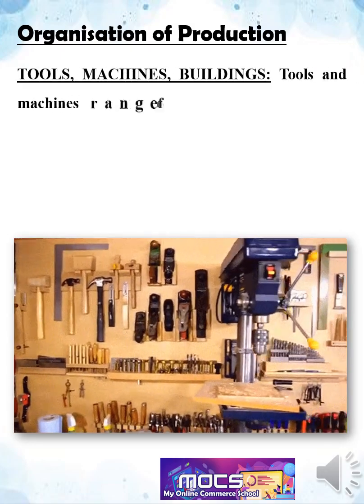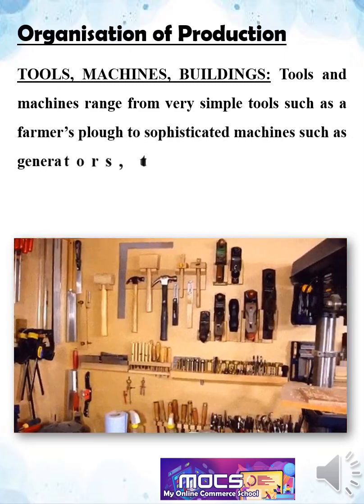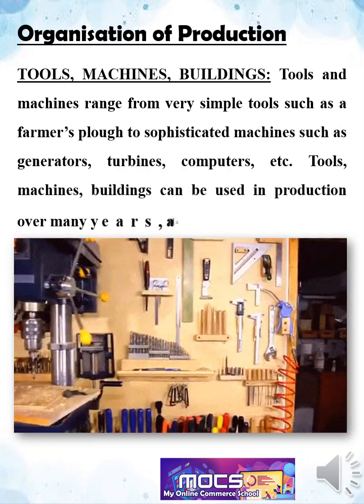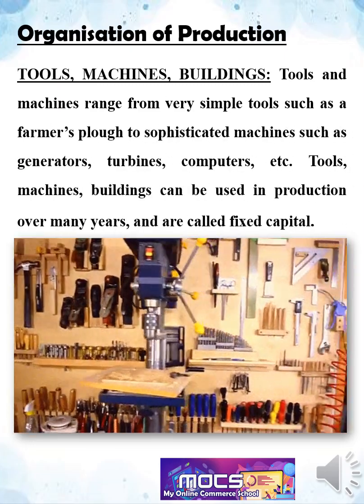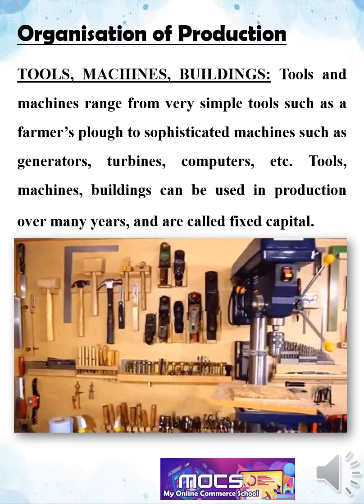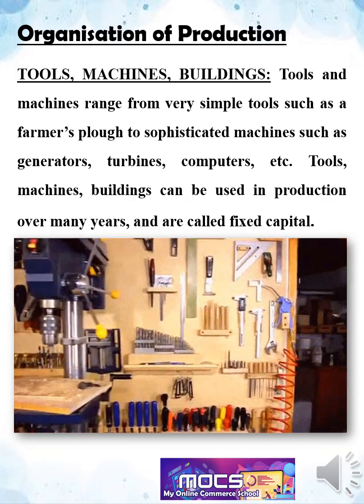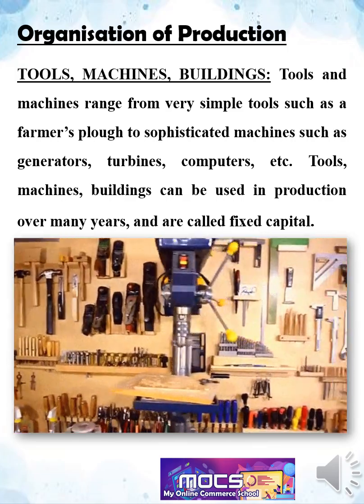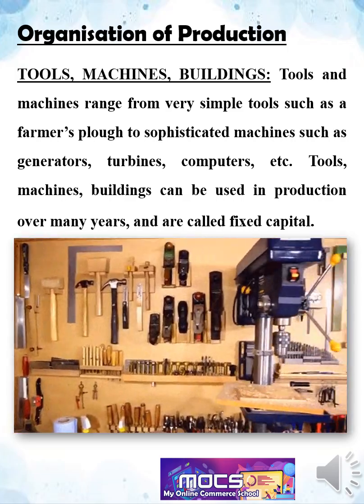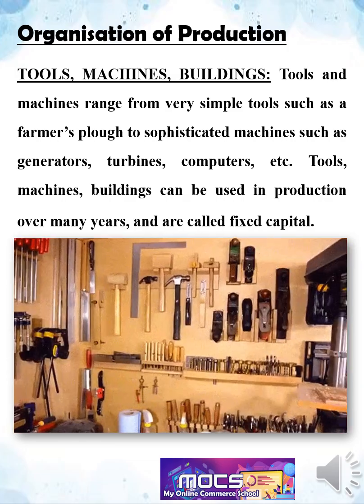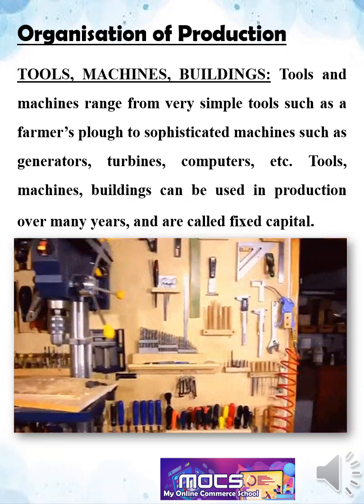Tools and machines range from very simple tools such as a farmer's plow to sophisticated machines such as generators, turbines, computers, etc. Tools, machines, buildings can be used in production over many years and are called fixed capital.